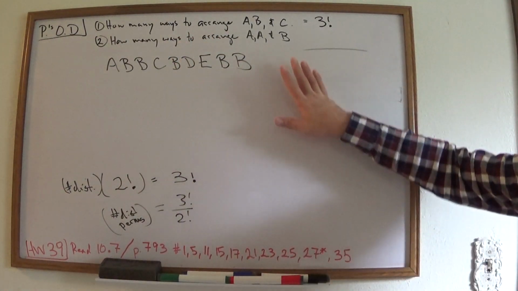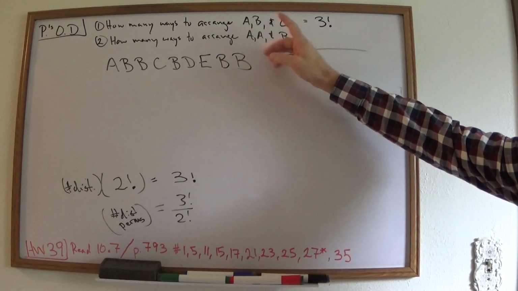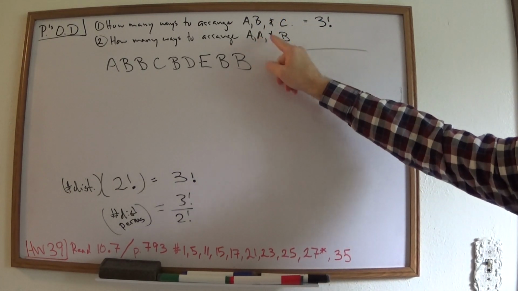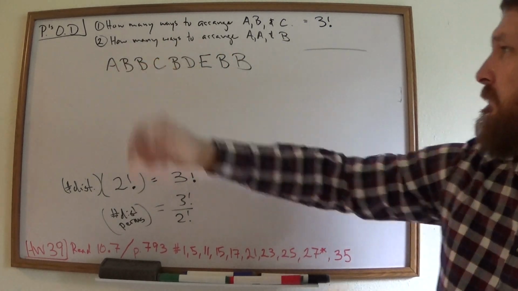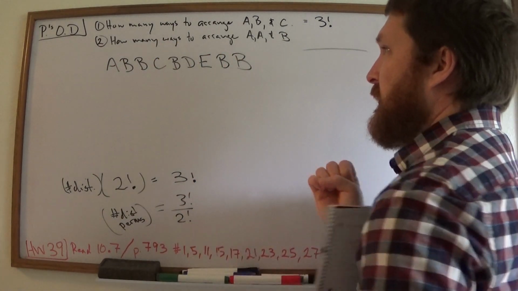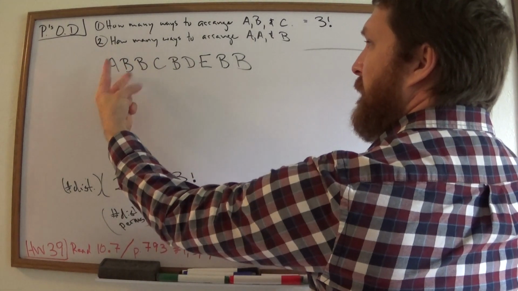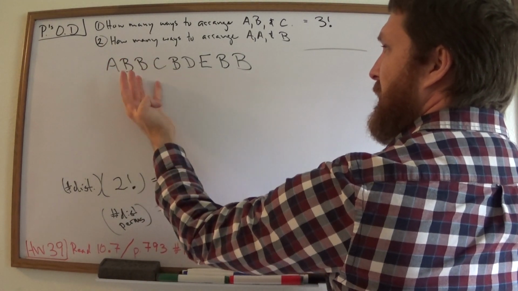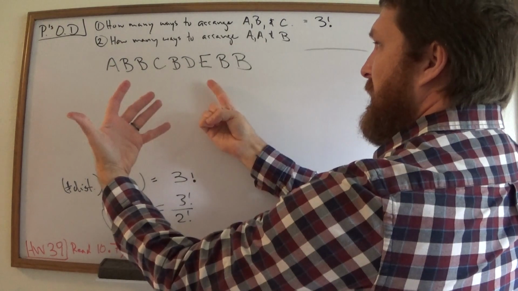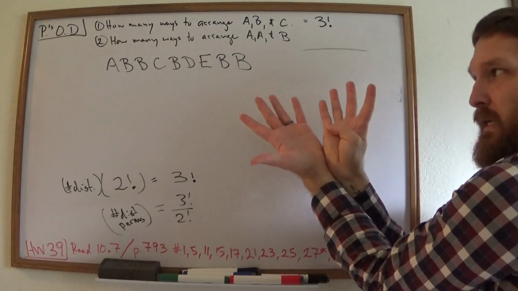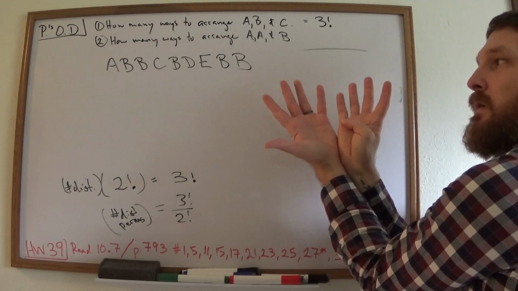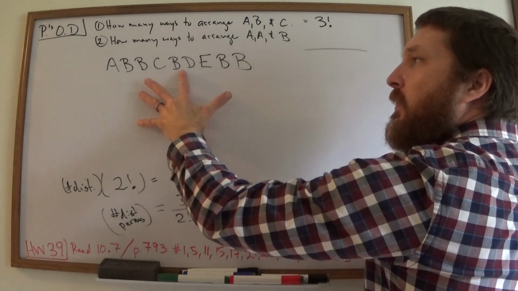So in other words, instead of having A, B, and C that we're trying to arrange, or in this case A and B, it looks like we're trying to arrange A, B, another B, a C, another B, a D, an E, another B, and another B. So now we have 9 things that we want to arrange, but 5 of them are the same type of thing.